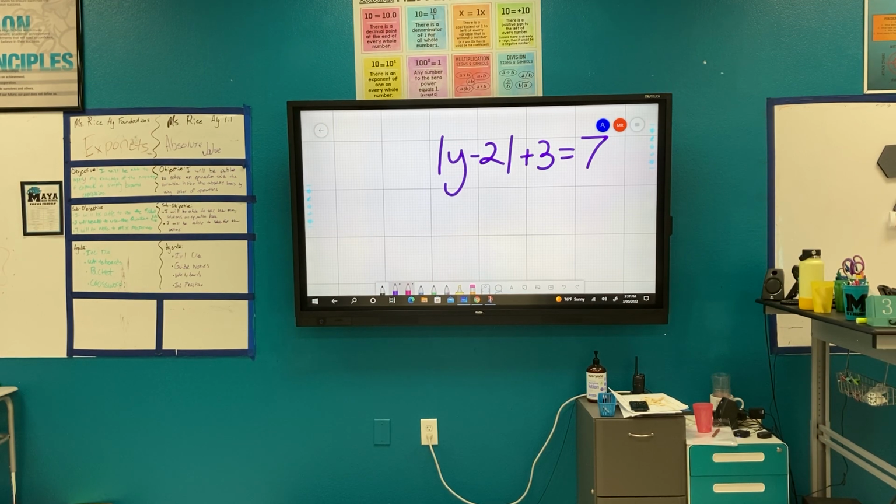Did I? Well, with my absolute value bars right here, right? So what's with it? On the same side. So now, I have to move my 3 over.